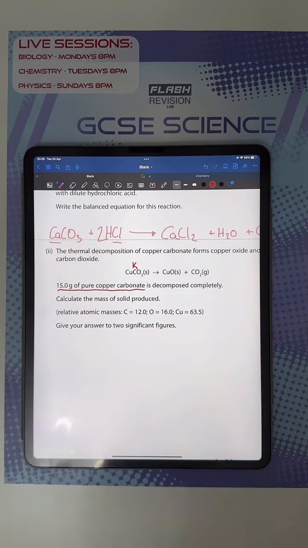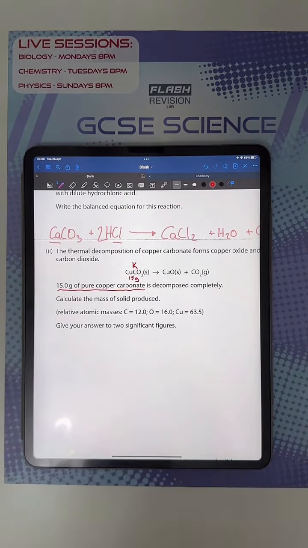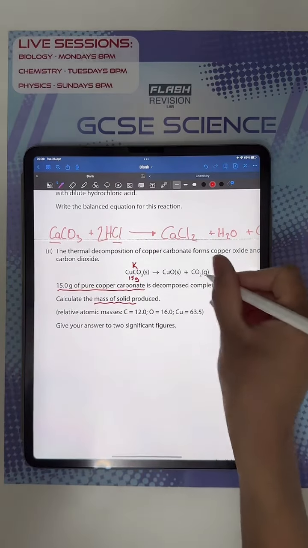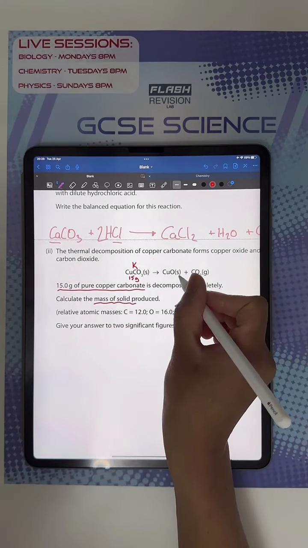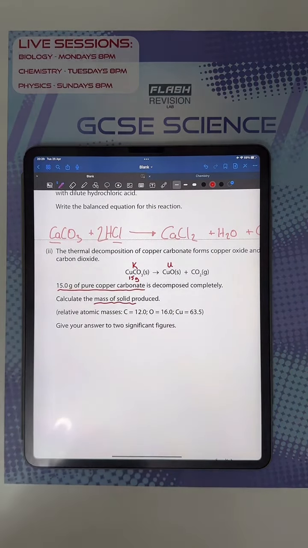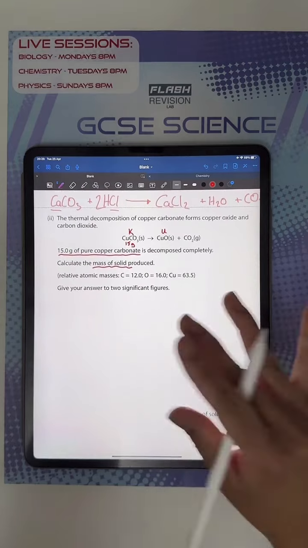What are we trying to find out? So let me just write 15 grams there. It hasn't told you directly, by the way. It's only told you calculate the mass of the solid produced. So you need to look at this equation and see which product is the solid. Thank you guys. It's copper oxide because it's got an S on it. It's a solid. So that's our unknown. That's what we're trying to find out. This is what they're going to do in the exams, guys. They might not make it obvious. You need to think a bit. They're going to try and trick you. So we've got our known and our unknown.